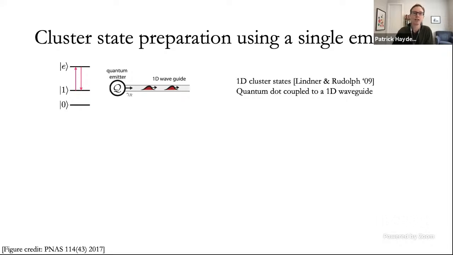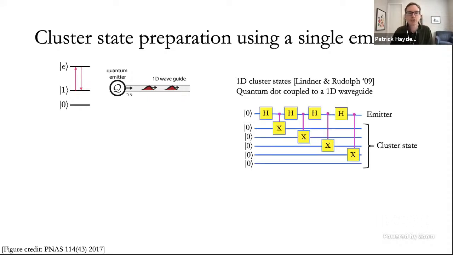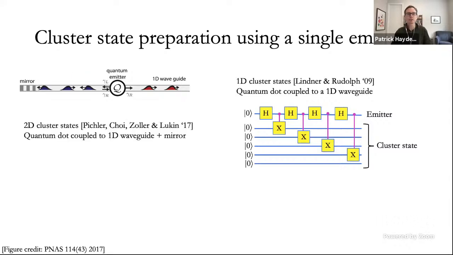And so inside the waveguide, a 0 corresponded to no pulse and a 1 corresponded to a pulse. And by driving transitions between 0 and 1, you can make the Hadamard gate. By driving transitions between the 1 and the excited state, you can basically perform the controlled X gate between the emitter and these waveguide qubits. And so this was a way to make a one-dimensional cluster state using an emitter and a waveguide.